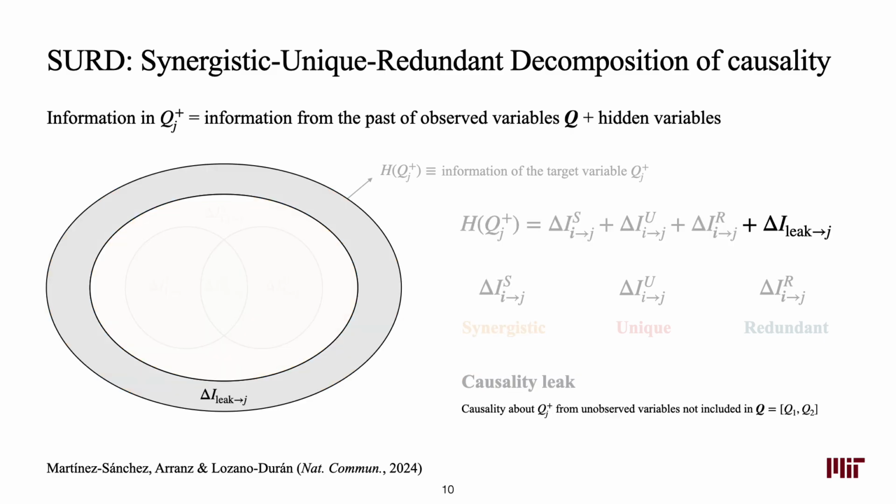And finally, we have the causality leak, which is the causality about the target variable coming from unobserved variables. That is, variables that are not included in the vector of observed variables Q. In our diagram, this type of causality is shown in gray and represents the causality coming from variables different to Q1 and Q2 that influence the target variable.